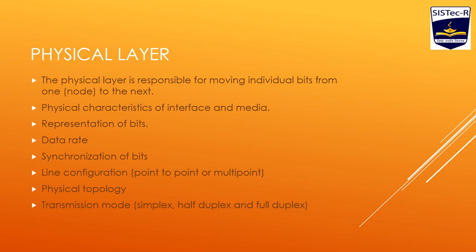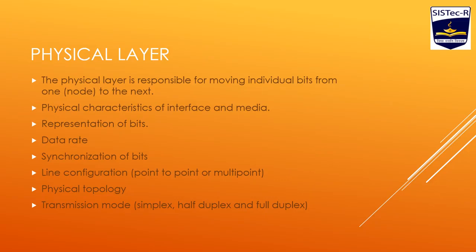Now the line configuration is also done by the physical layer. It will check whether the connection is point to point or multi-point. In point to point, two devices are connected together through a link. In multi-point, more than two devices are connected through a link. The link is shared between several devices, you can say. So the physical layer is also responsible to check how the line is configured.